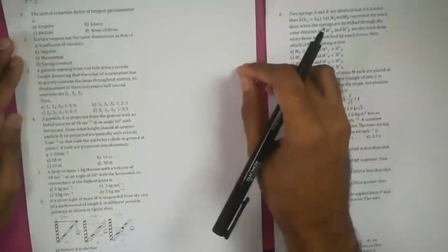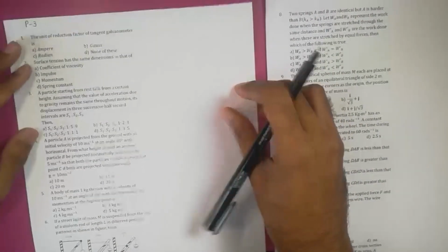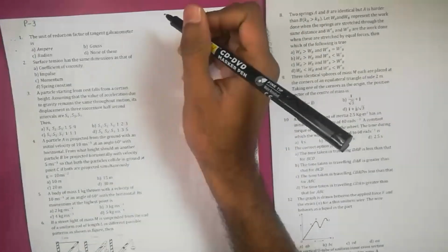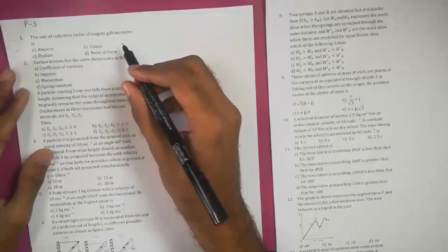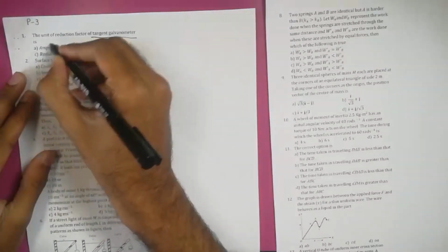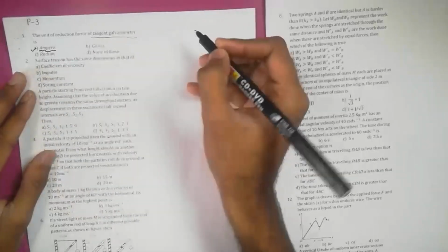Let's start with the first question. As you can see, the unit of reduction factor of tangent galvanometer, because we know that the tangent galvanometer will measure the ampere, the current. So the first question will have the answer as ampere.